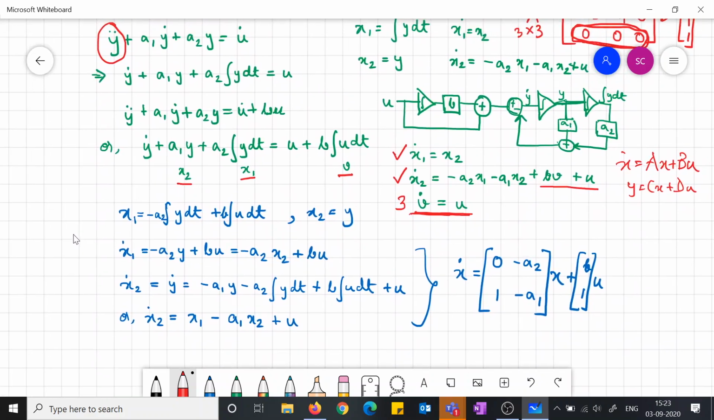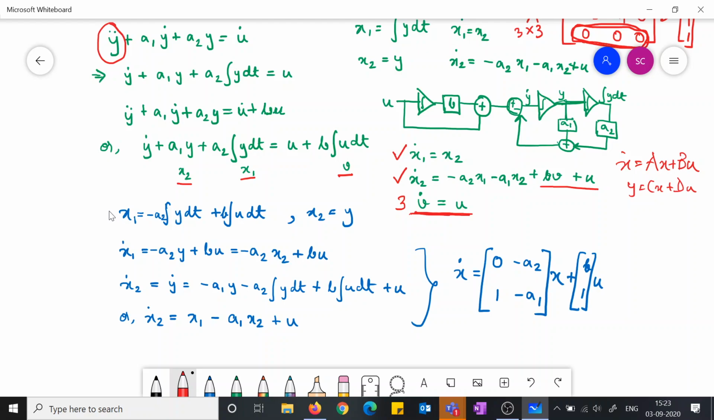But for the time being, let us see how we have judiciously taken the states for this same system in order to give rise to a minimal SPR. What we have done: I had chosen x1 as minus a2 integration y dt plus b integration u dt, all of this together, as x1, and x2 I have simply chosen as y. Then what happens if I do an x1 dot? Then I get minus a2 y plus b u, and that becomes, since y is x2, minus a2 x2 plus b u.